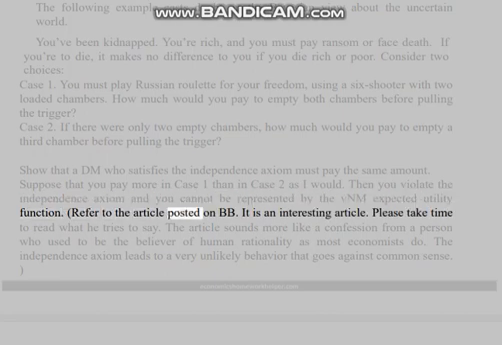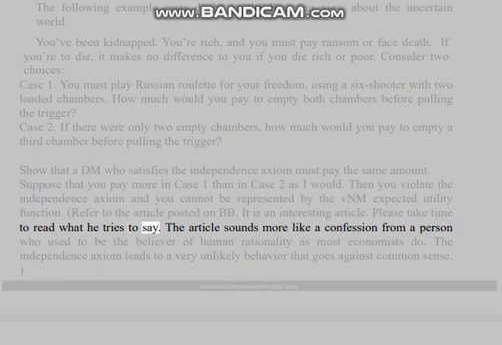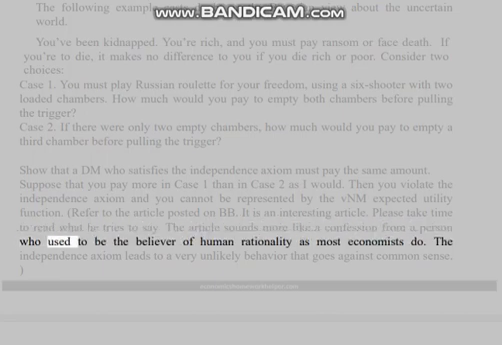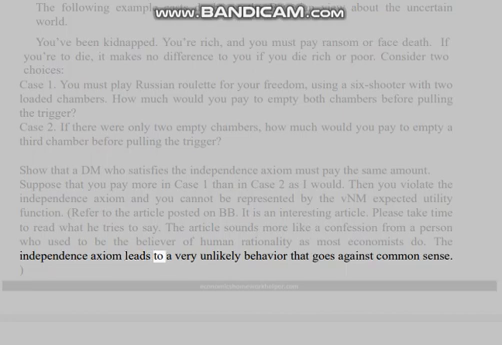Refer to the article posted on BB. It is an interesting article. Please take time to read what he tries to say. The article sounds more like a confession from a person who used to be a believer of human rationality, as most economists do. The independence axiom leads to a very unlikely behavior that goes against common sense.